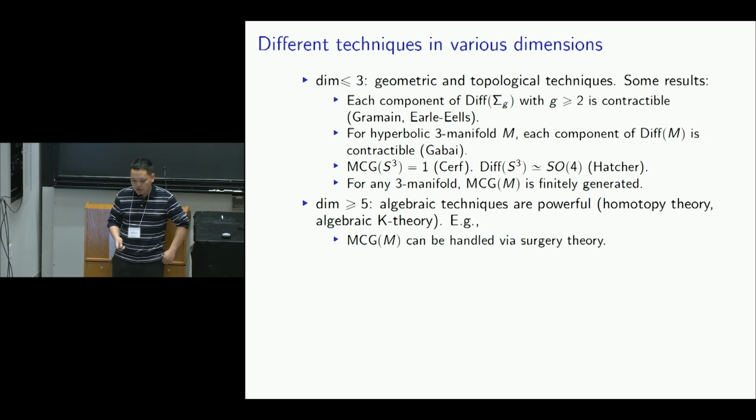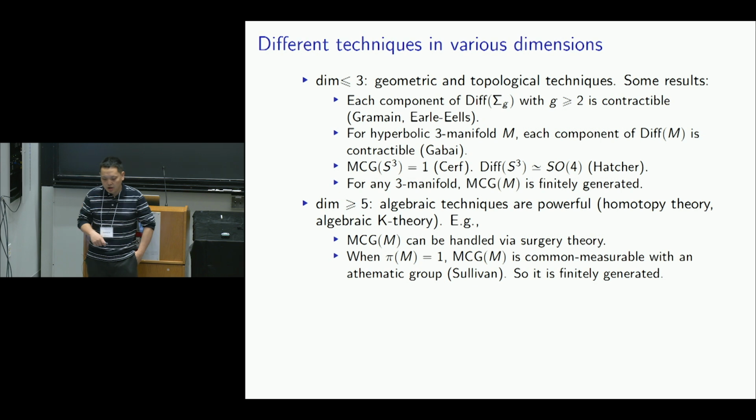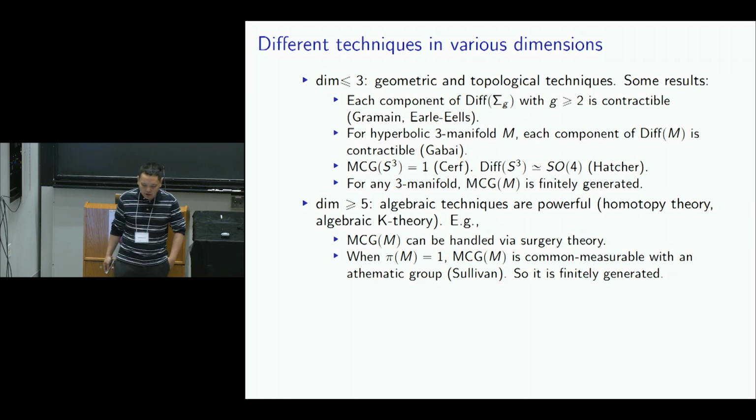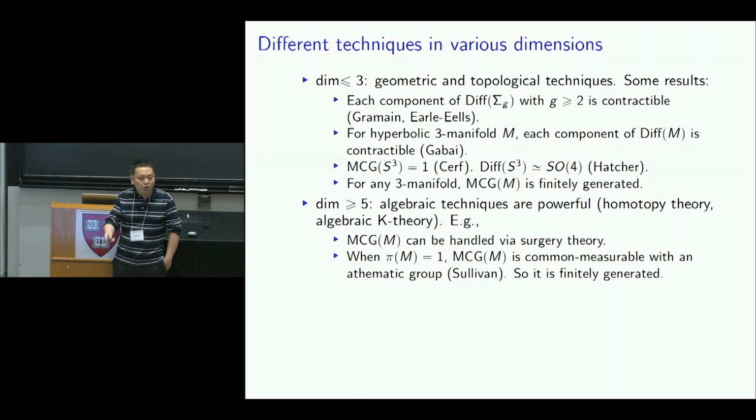Okay, and for example, let me just mention one result which will be relevant for later discussions. Suppose we have a simply connected manifold. Then this mapping class group is commensurable with an arithmetic group. This is a very famous theorem by Dennis Sullivan, proved using rational homotopy theory. So in particular, this mapping class group is always finitely generated, just like in lower dimensions.